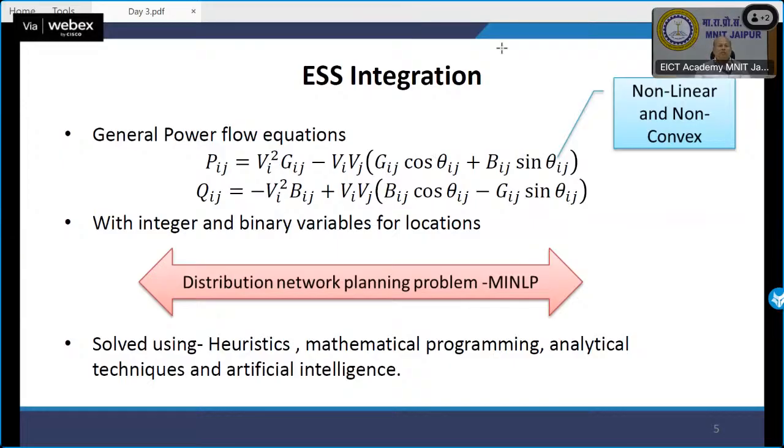This is mainly known as a distribution network planning problem. When you put the battery, it is expected before the distribution network comes into action, like when the MNIT Jaipur campus was being built for the first time. At that time I would have decided where to put the battery along with the distribution cables. But if you do it today, it is fine, but it's not a perfect planning because the distribution system is already in place.